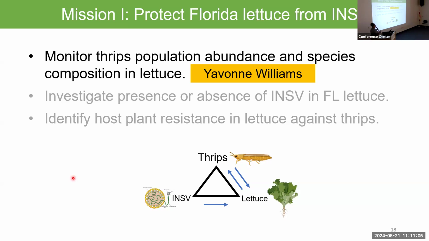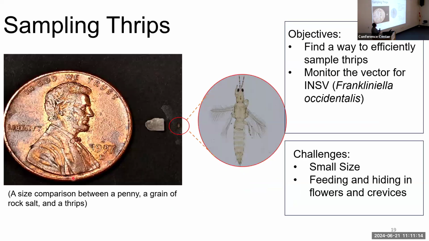So I'm going to be summarizing the project that I've been working on, which is monitoring thrips for abundance and species composition in lettuce. An important aspect of finding vector-transmitted diseases is finding the vector itself. So one of the first challenges we had was how do we efficiently sample these thrips?